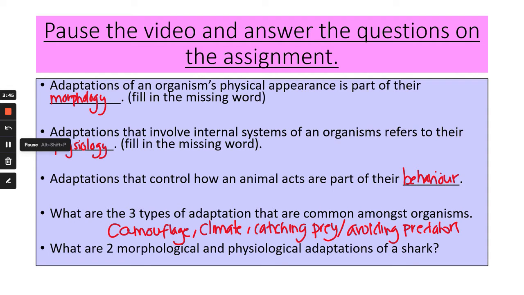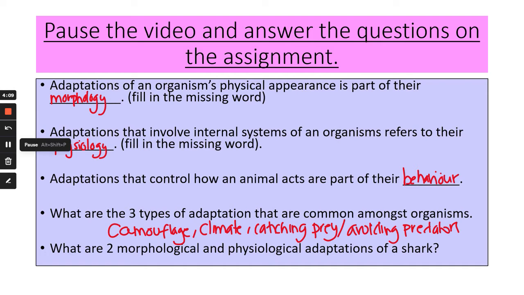Okay, so the first one you should have put morphology. So adaptations of an organism's physical appearance is part of their morphology. So for the second one, you should put physiology. Adaptations that involve internal systems of an organism refer to their physiology. For the third one, it would be behaviour. Adaptations that control how an animal acts are part of their behaviour.